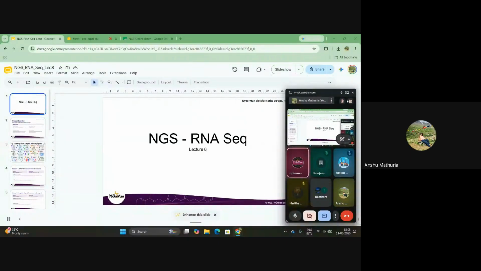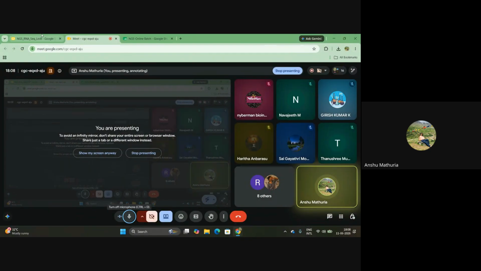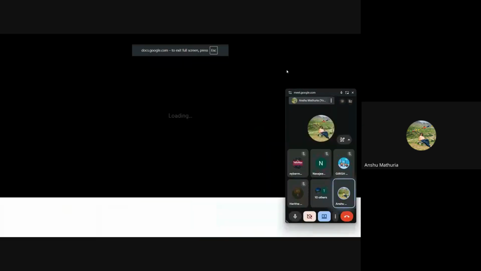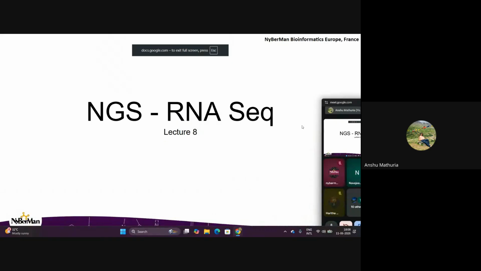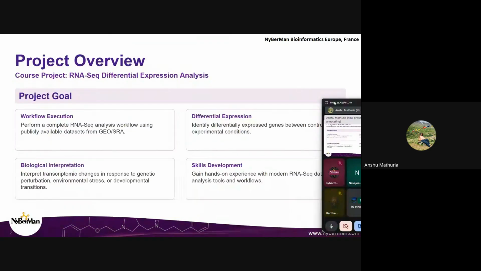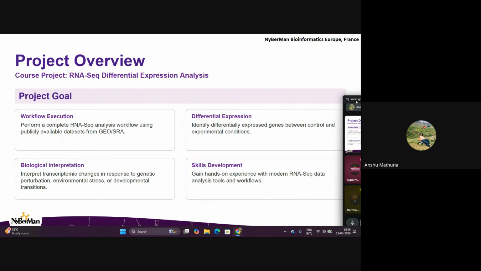Yeah, visible? Okay. So in the previous sessions, we basically covered the entire RNA-seq workflow. Today we are going to first revise the entire workflow. I'm going to sum it up for you guys. After that, we are going to move to the project allocations. You already know which group you are in, so accordingly a project will be allocated and you have to work with the project and replicate the entire pipeline.